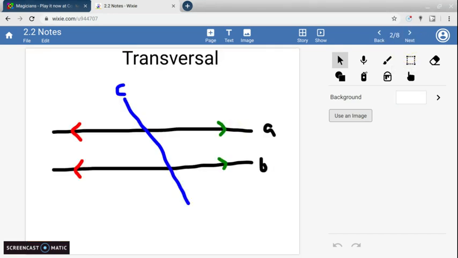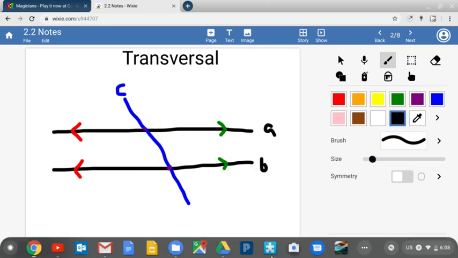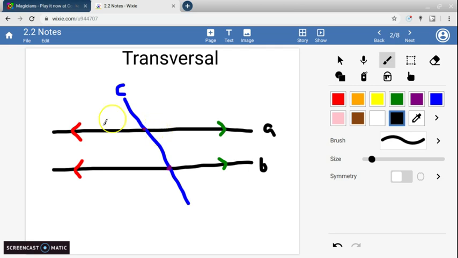Okay, so the first term is transversal, and the direct definition is a line that intersects two coplanar lines at two distinct points. So those are two distinct points right here. And the blue line, line C, is the transversal because it intersects with lines A and B.